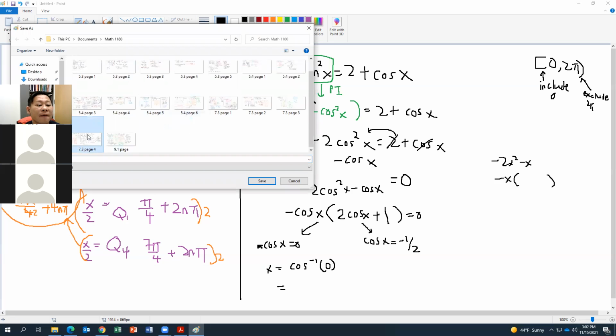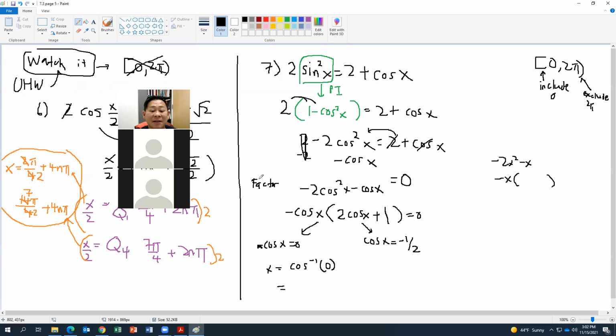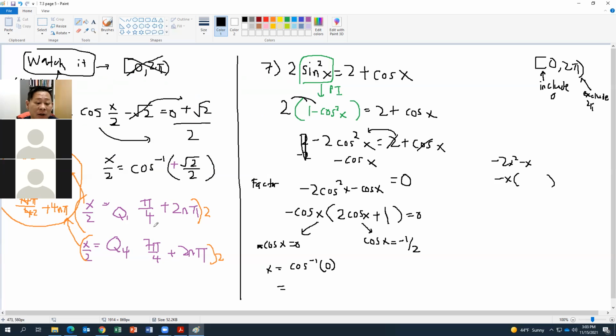Every time you get 0, 1, or negative 1, your answer in this case is no longer on 30, 45, 60. So if you get arc cosine of 0, 1, or negative 1, for sine and cosine especially, you will land on the x or y axis, meaning either 0, pi over 2, pi, or 3 pi over 2. So for arc cosine of 0, your answer in this case will be pi over 2 and 3 pi over 2.